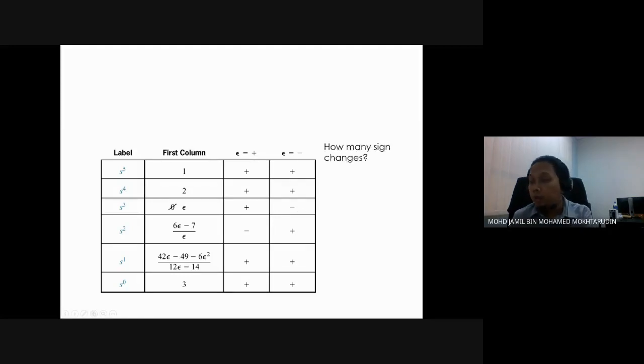Okay, so how many sign changes? There are two sign changes, meaning that there are two poles on the right half plane of the S plane, okay? So here the system is unstable.